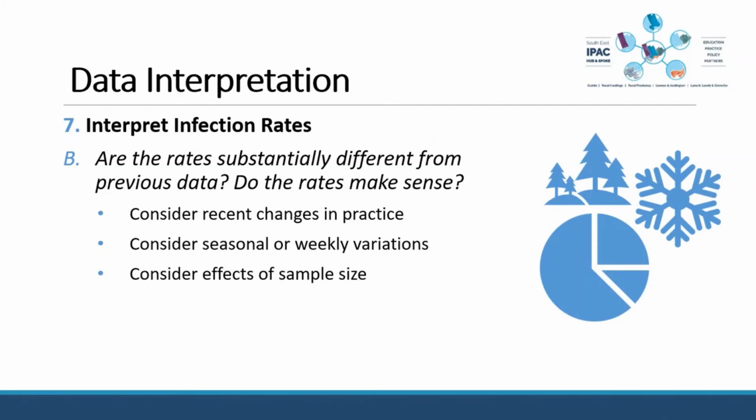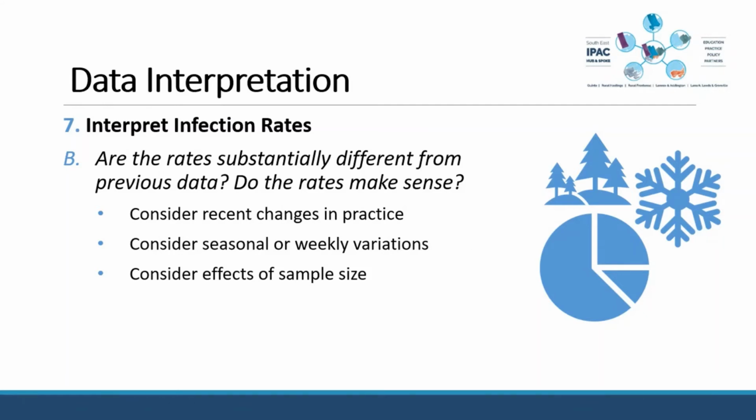Secondly, you also want to ask, are the rates substantially different from previous data? At this point, your ICP is going to notice that the rate is very different from previous surveillance periods. You also want to ask, do these rates make sense? The day-to-day activities of your ICP are going to give them a good idea of what type of infections are expected in your home. So they can use this working knowledge to see whether a rate that you're looking at seems reasonable or is completely out of whack. And this is going to be based on their ongoing observations.